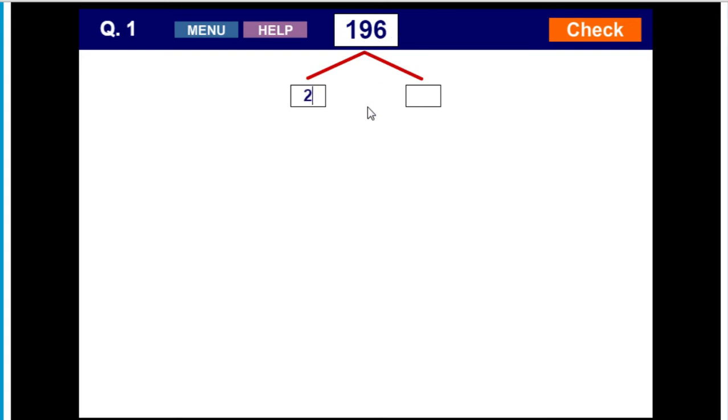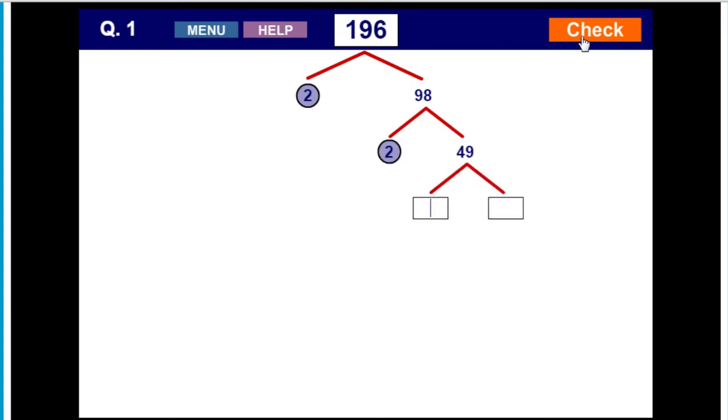So I'm going to say it's an even number, it's 2 of something. What's it 2 of? It looks to me as though it's 2 of 98. And then at every stage I get to check before I move on. Starting to get a bit easier. Still got an even number, so it's 2 of something. And I'm going to say it's 2 of 49. Now I know that 49 is 7 times 7.